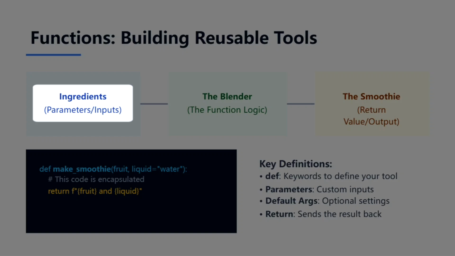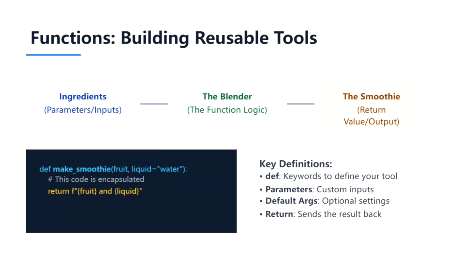Every function starts with ingredients. In programming, we call these parameters or inputs. This is the raw data you give the function to work with. Inside the blender is the function logic. This is the code that performs the action, like blending the fruit. One of the best parts is that this logic is local. What happens inside the blender stays inside the blender until it's finished.